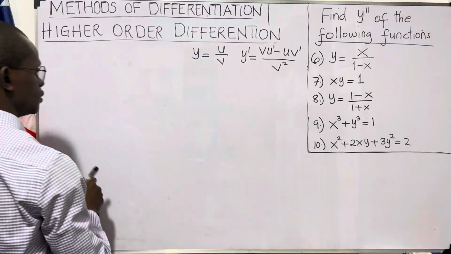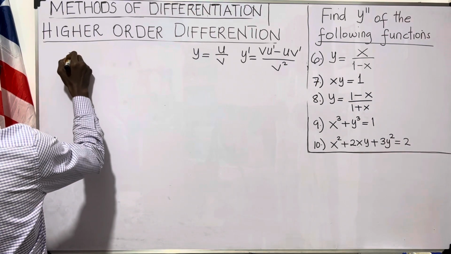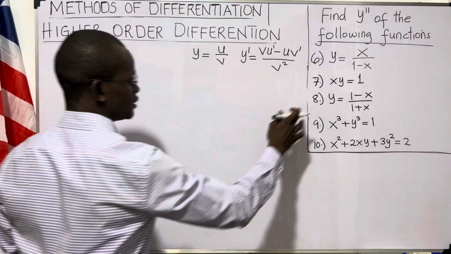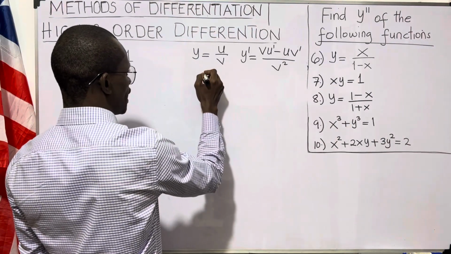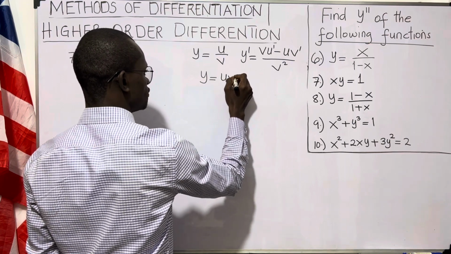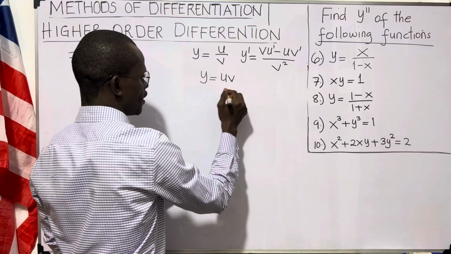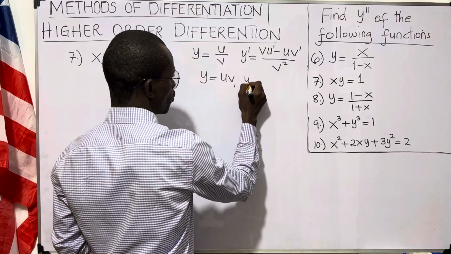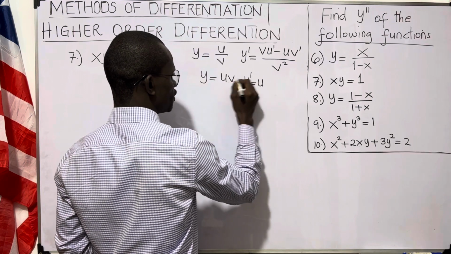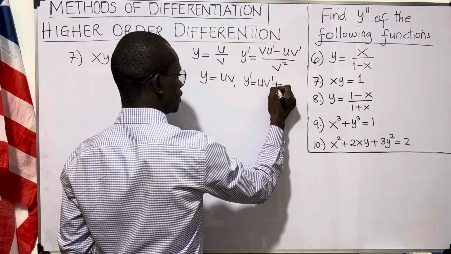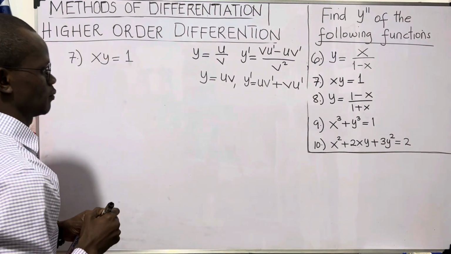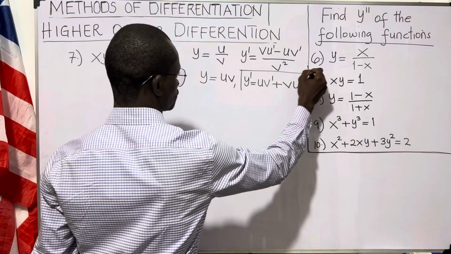So we do the next problem. Question 7 says xy equals 1. Now there's a product rule. We told you if you have y equals u times v, a product, and you want to find its derivative, y prime, you hold this u and differentiate v, you get v prime, plus you hold v and differentiate u, you get u prime. So this is the product rule.